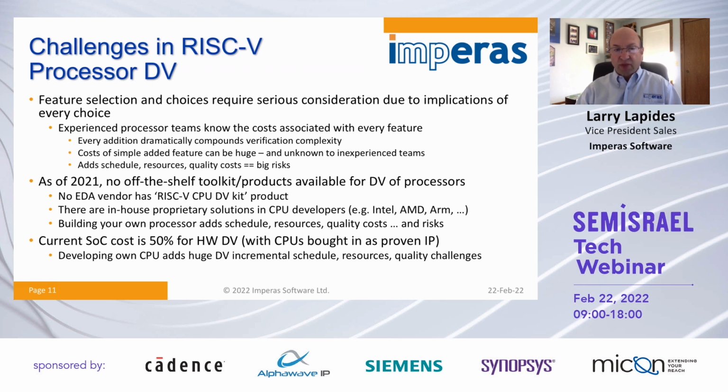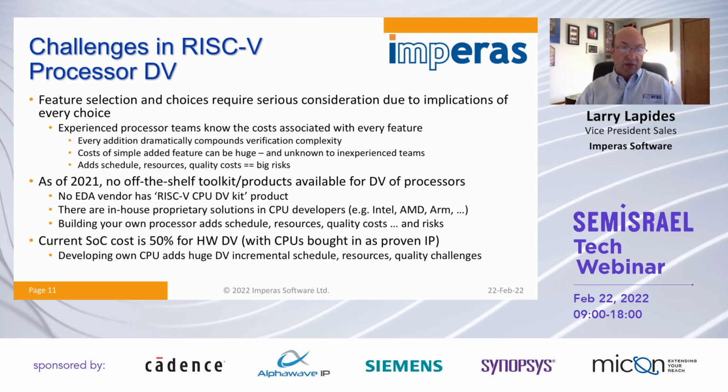As of 2021, there's no off-the-shelf toolkit for DV of RISC-V processors or any processor. No EDA vendor has a RISC-V DV kit. There are in-house processor DV solutions at Intel, at AMD, at ARM, but these are not generally available. And so again, building your own processor is going to add schedule, it's going to require resources, and you have quality considerations as well. These are risks.